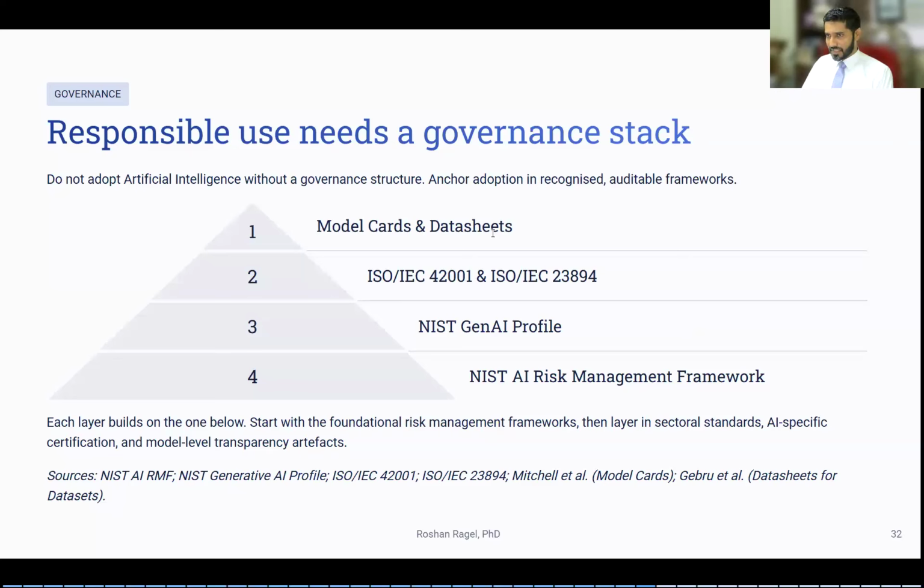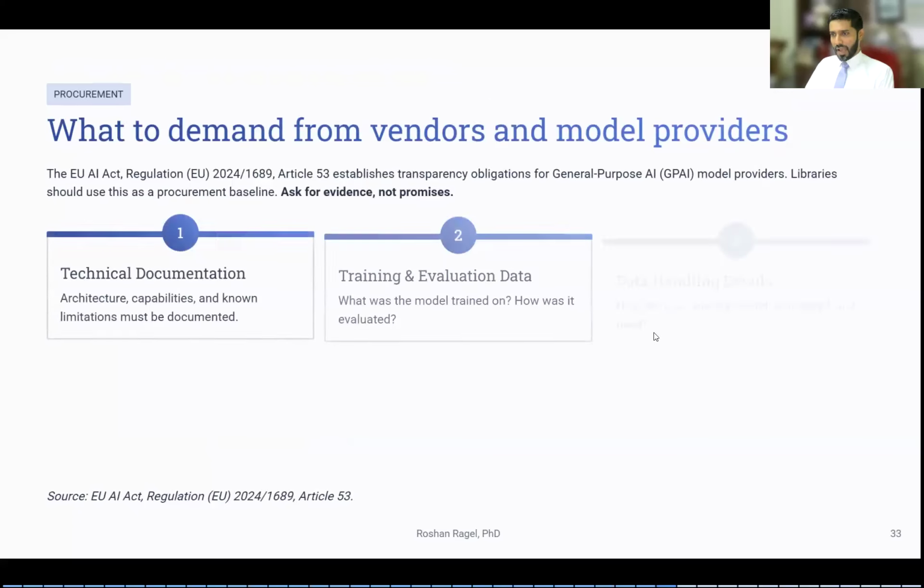I have put a governance stack here, starting from data sheets and various other standards, and NIST has its generative AI profile and also its risk management framework. These things are all coming into place, and it's possible for us to rely on those documents because people have put hundreds and thousands of hours into thinking about and preparing them. So we can follow them when we are setting up something similar in our context.